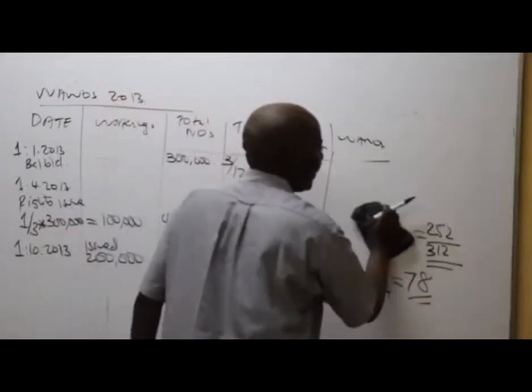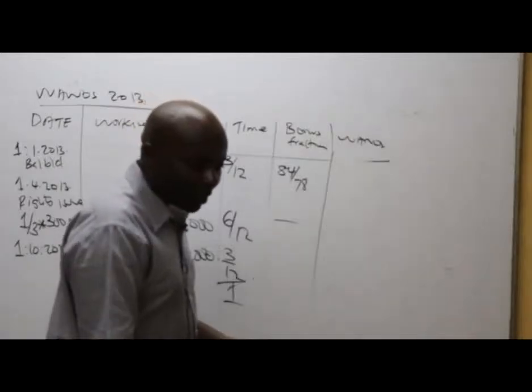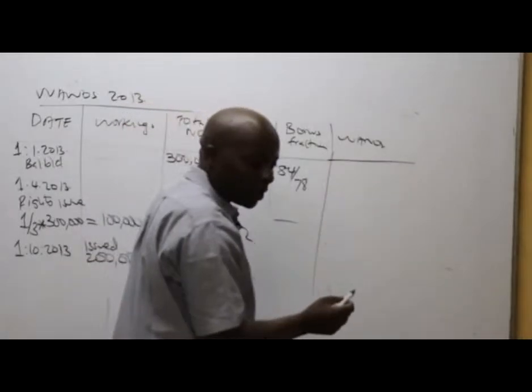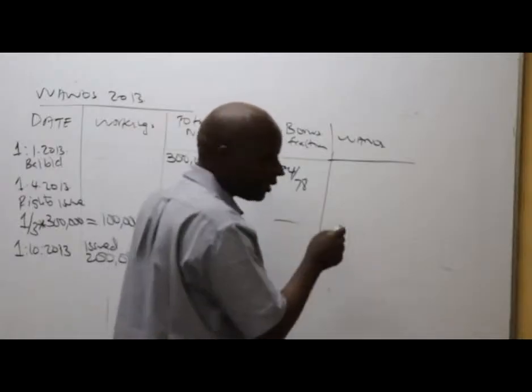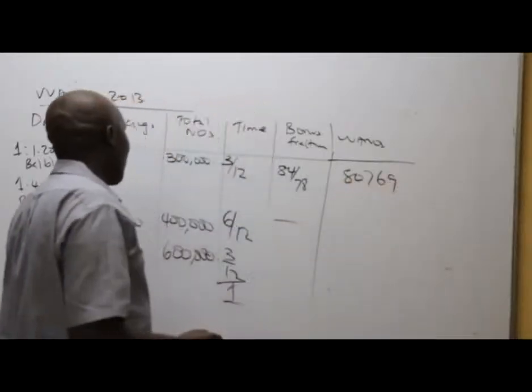Is there somebody who can give me this figure very fast? The first one, please give me the first one. The first one, I know the total will be that 430, but the first one is 8769. 8769, thank you very much. How about the second one?